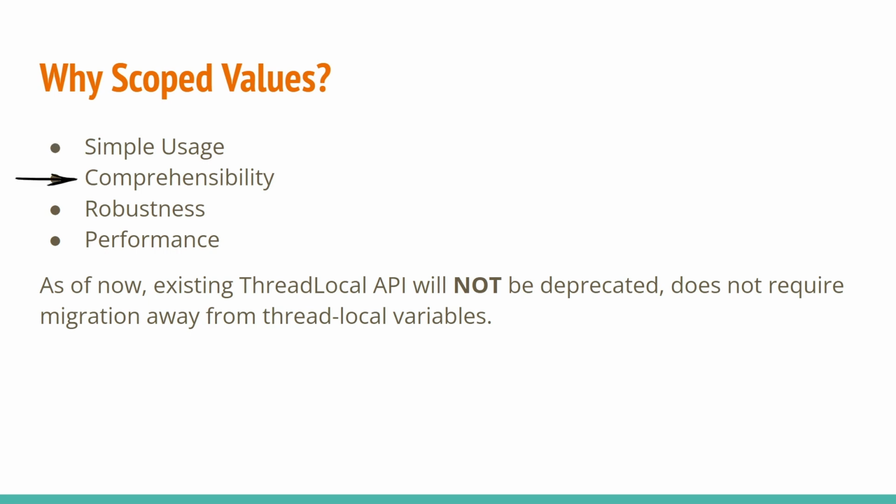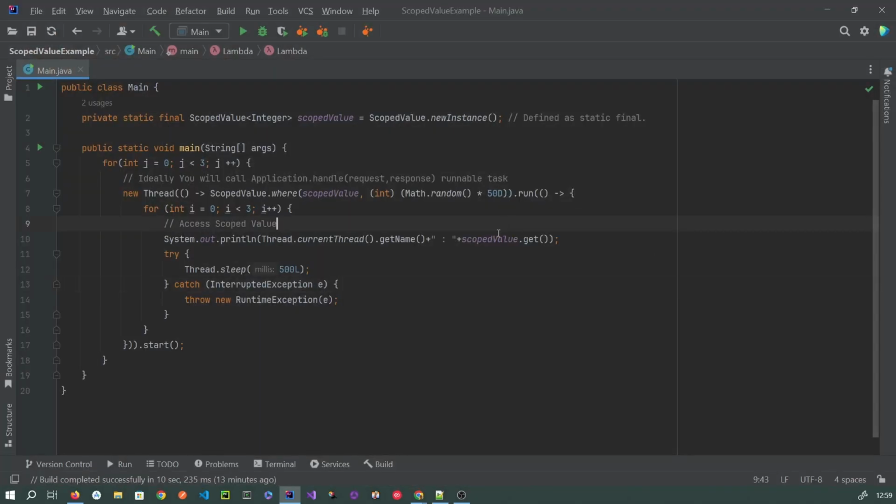Comprehensibility is to make the lifetime of shared data visible from the syntactic structure of the code. So the transparency and comprehensibility make the lifetime of the shared data visible. Robustness ensures the data shared by the caller can be retrieved only by a legitimate callee. Performance: treat shared data as immutable so as to allow sharing by a large number of threads and enable runtime optimization. As of now, the existing thread local API will not be deprecated, and it does not require migration away from thread local variables. So with that, now let's look at the code, how we can use it.